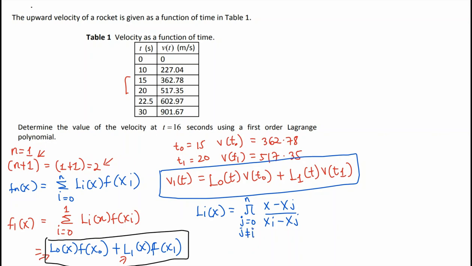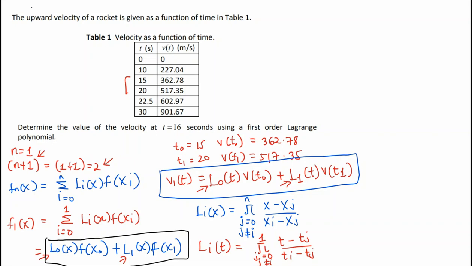So now we have two weighting functions here, which is L0 of t and then L1 of t, right? So now let's write it in the general form. For this case we are going to have Li of t to be equal to the product of t minus tj, right, over ti minus tj, right, where j starts from 0 and then ends at n. Our n in this case is 1, so it ends at 1, and then j cannot be equal to i, right? So let's take note of this.